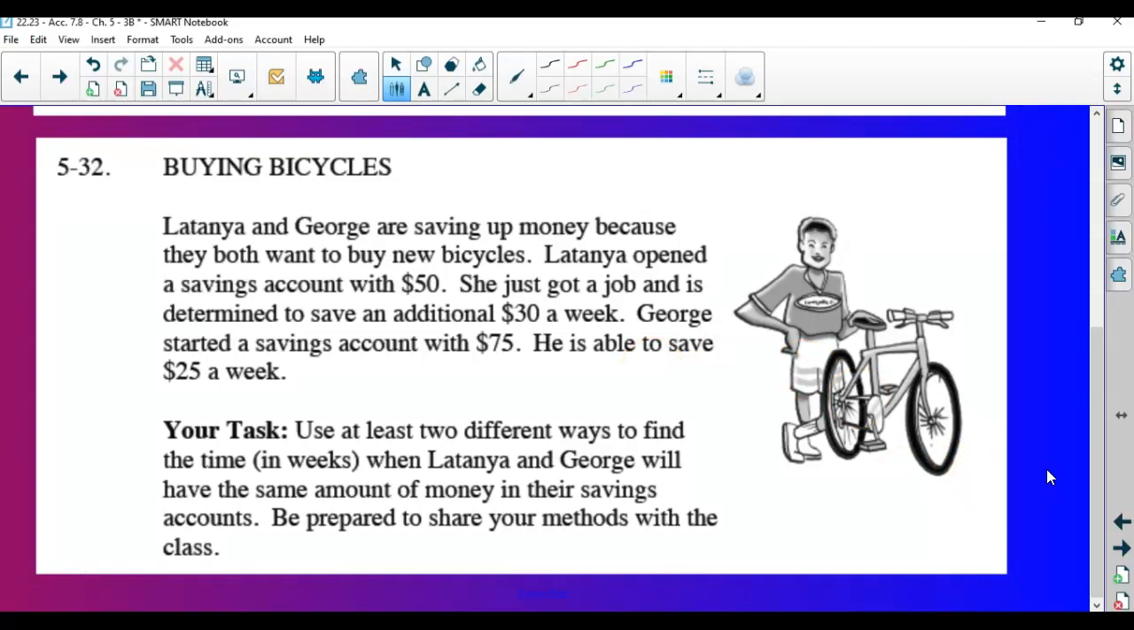If you don't have graph paper in front of you or available in your binder quickly, please make that happen.